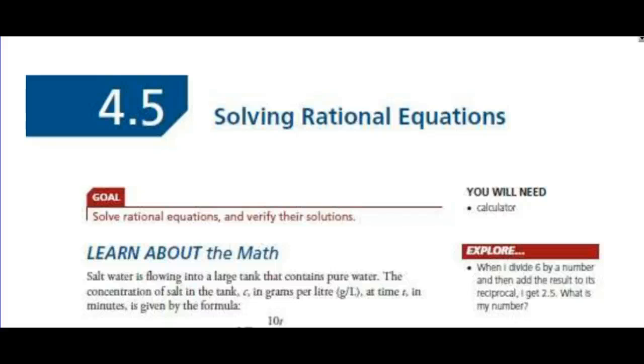Okay, so we're going to look at solving rational equations. The goal is to solve rational equations and verify their solutions.